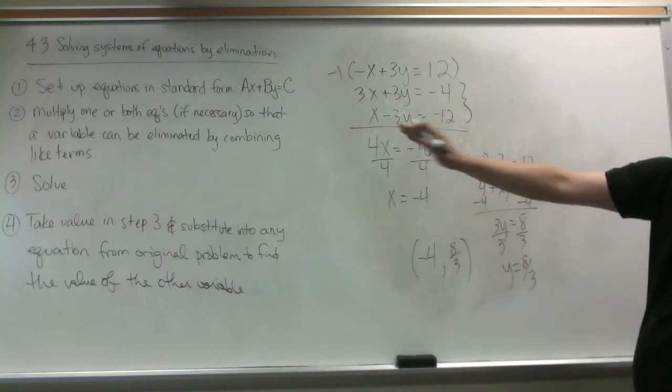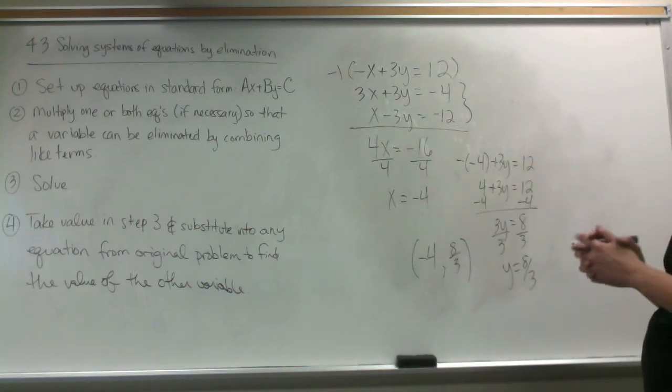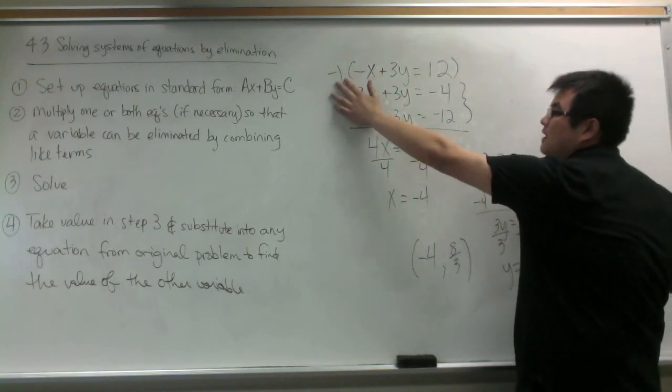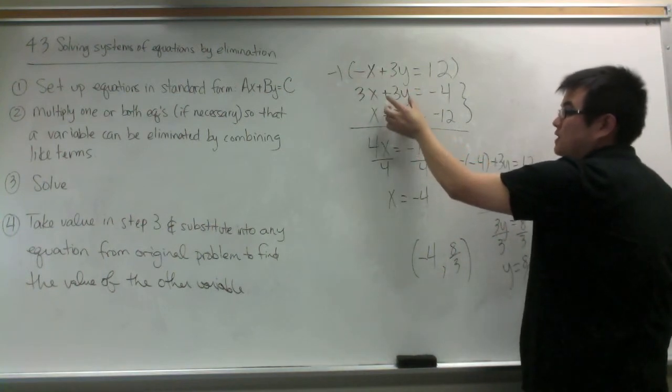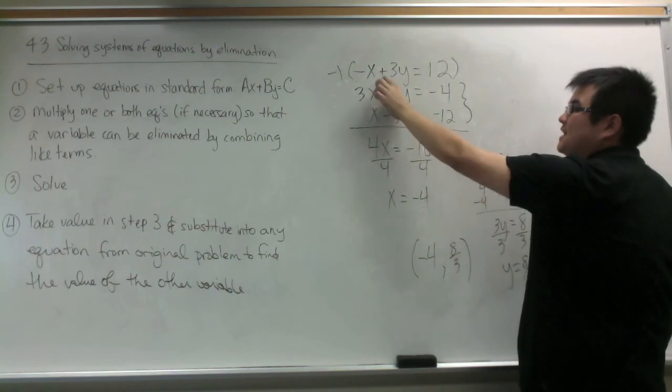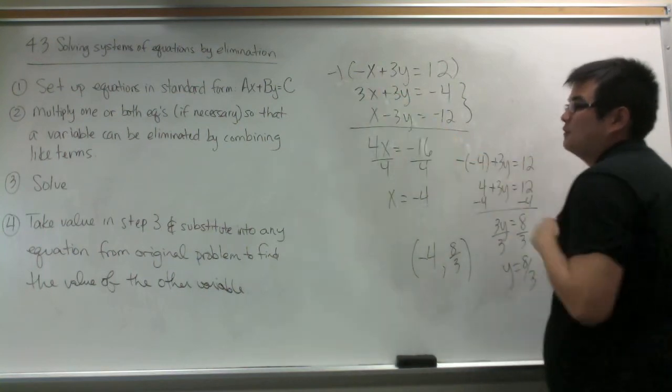So for step 2, when you multiply one or both of the equations, you can use any constant that you want to get what you want. So we wanted the y's to eliminate. So to get different signs, I multiplied it by negative 1.